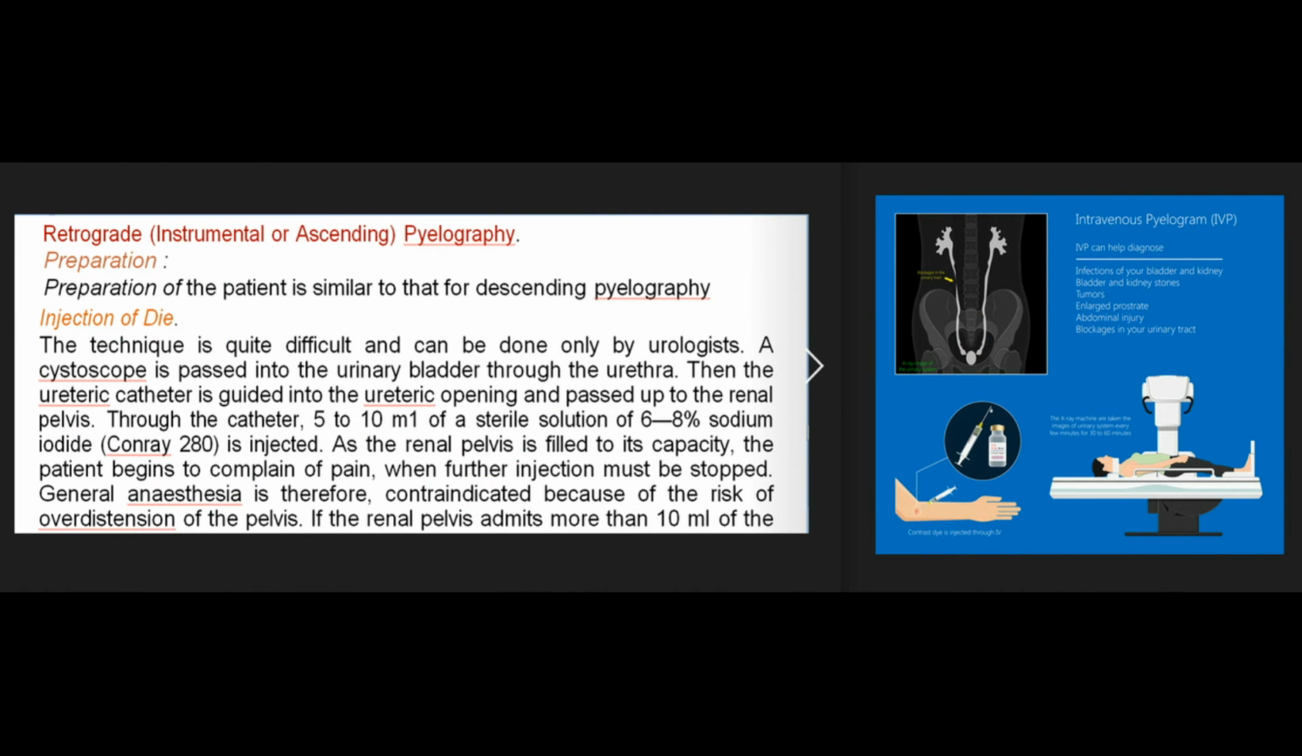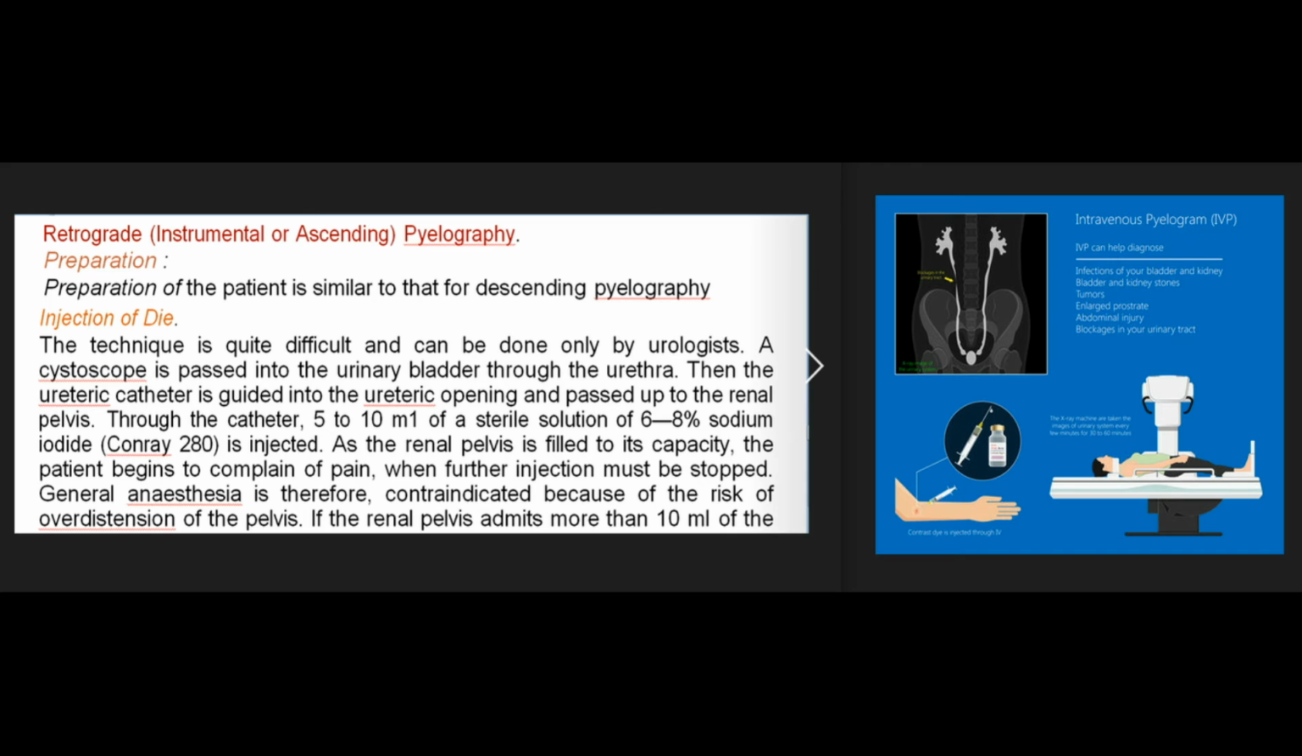Retrograde, instrumental or ascending, pyelography. Preparation of the patient is similar to that for descending pyelography. Injection of dye. The technique is quite difficult and can be done only by urologists. A cystoscope is passed into the urinary bladder through the urethra. Then the ureteric catheter is guided into the ureteric opening and passed up to the renal pelvis. Through the catheter, 5 to 10 ml of a sterile solution of 6-8% sodium iodide, Conray 280, is injected.